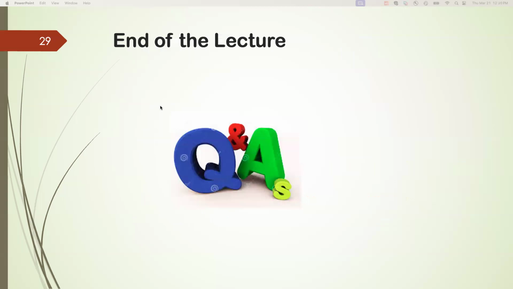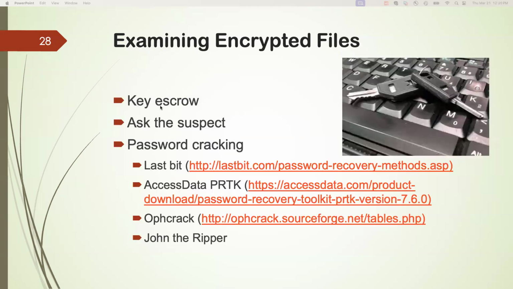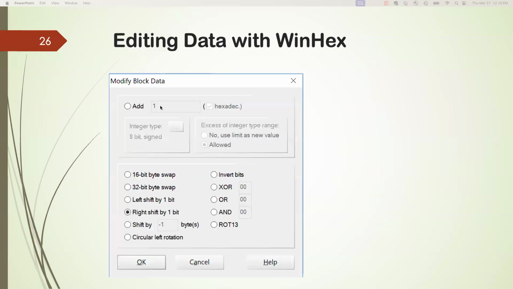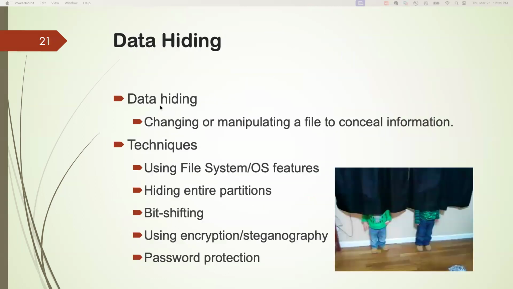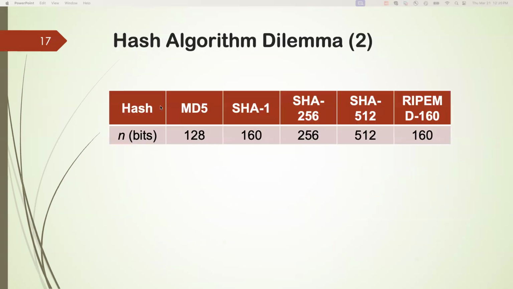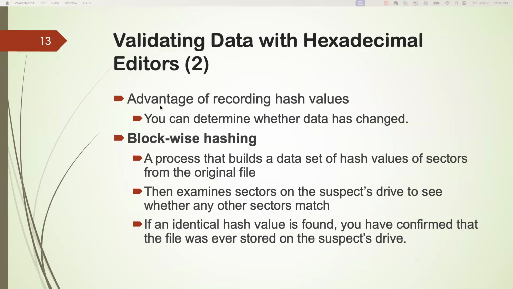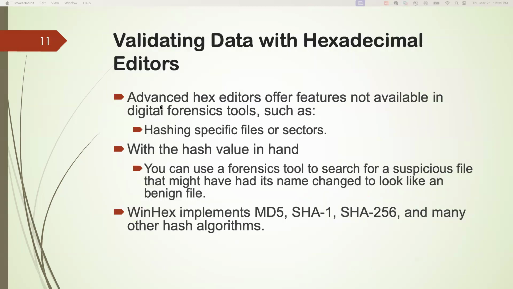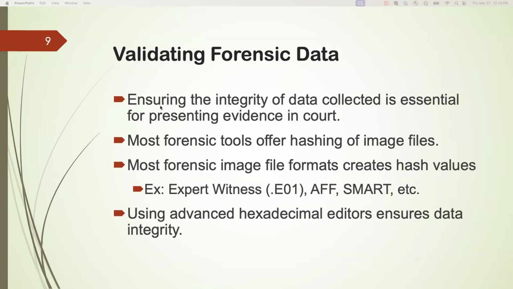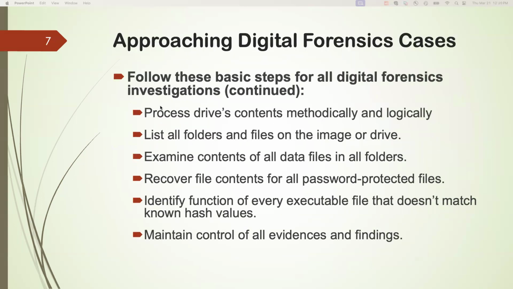So this is all for this week's discussion. We talked about different ways in which you can validate the data using hashing, and saw different applications of hashing. We looked into different ways the user can hide the data and how we can retrieve that for forensic purposes. And we also discussed a bunch of guidelines, a step-by-step process that you need to follow for doing an investigation.